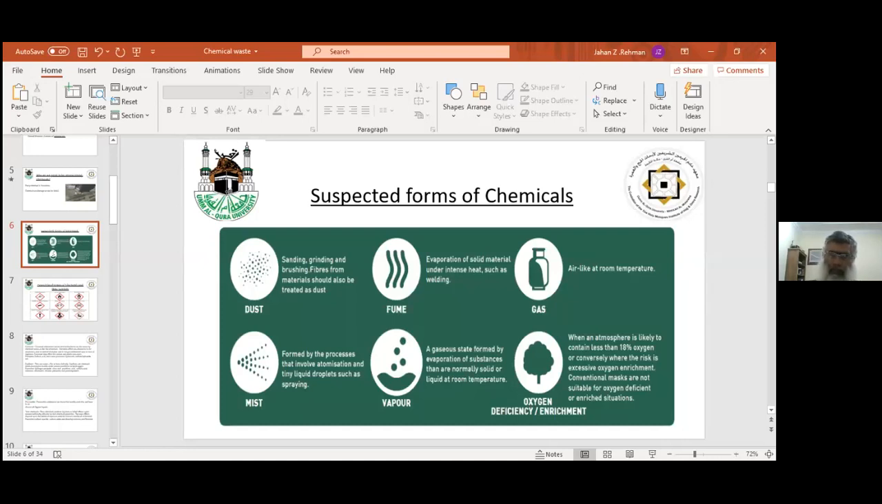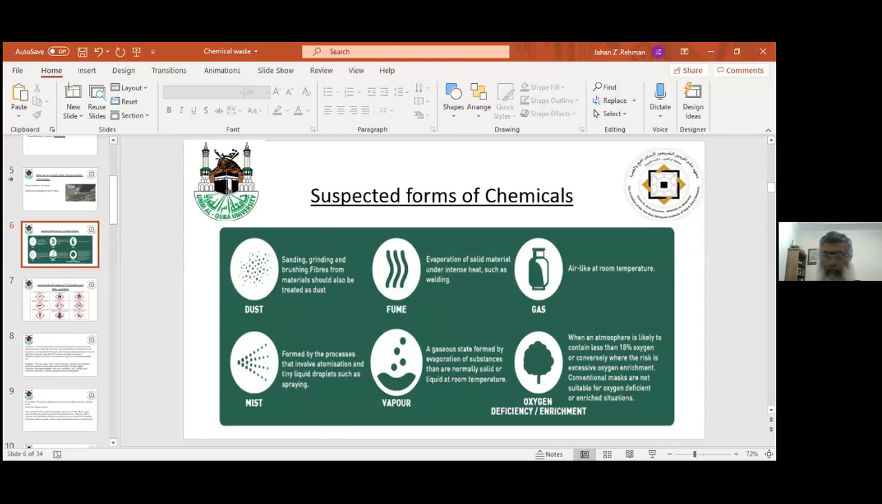Then fumes. Fumes basically are produced whenever you heat any substance, especially in the case of welding, so the material, even the metal, goes into the air. These are known as fumes. Some liquids produce fumes. Sometimes a liquid with high density does not produce fumes, but it depends on the liquid. Usually all liquids produce fumes.